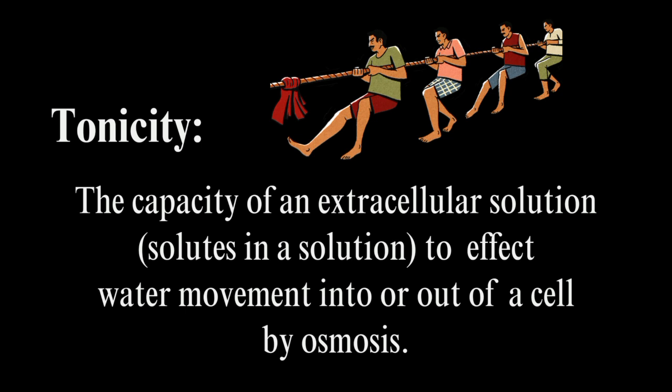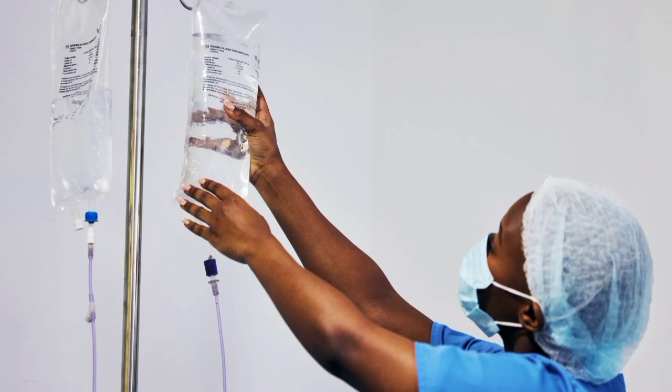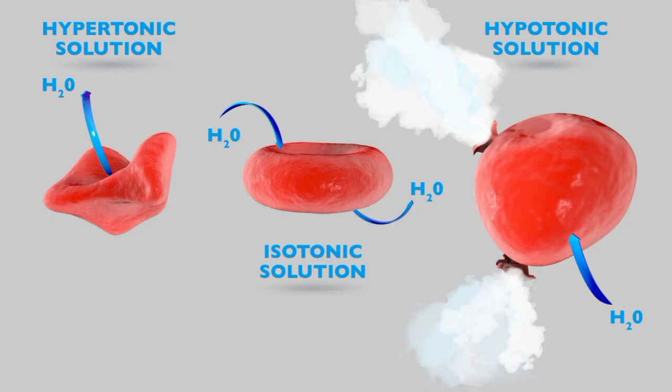So I have here the image of four people pulling on a rope. The four people represent solutes in a solution, and their ability to pull water into or out of a cell is what we are calling tonicity. So the IV fluids you administer can be classified as either hypertonic, isotonic, or hypotonic solution.